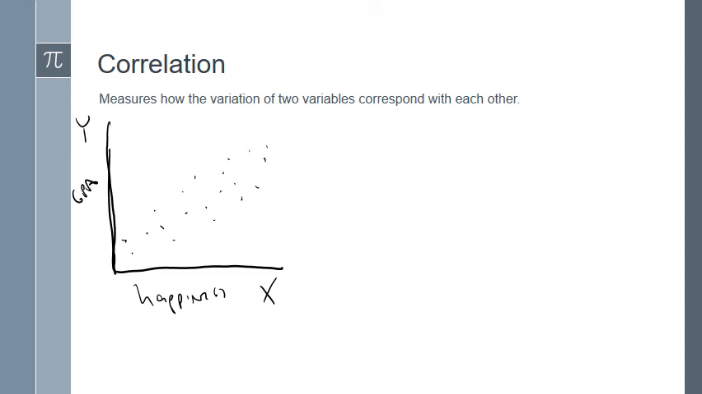It's not measuring to what degree does GPA cause happiness. It's not asking that. And it's not asking does happiness cause GPA. It's just saying to what degree do GPA and happiness correspond with each other. So as one changes, how does the other change alongside with it? Okay, so the key word with correlation is correspondence. Okay, and that will avoid some problems and misinterpretations down the road.